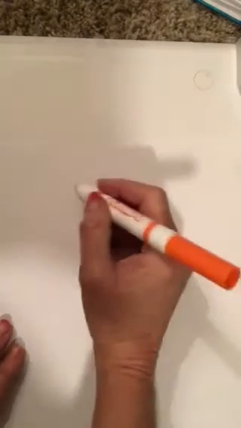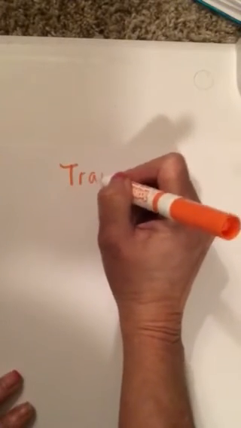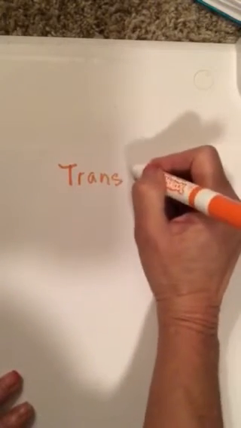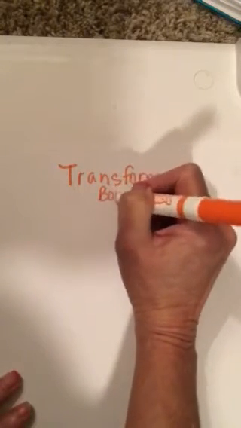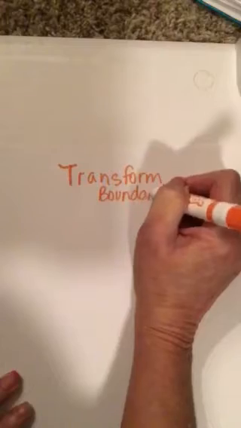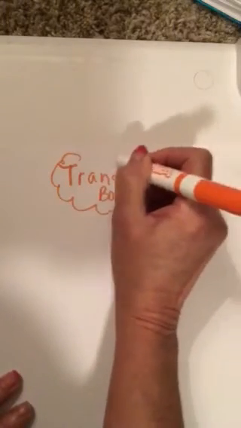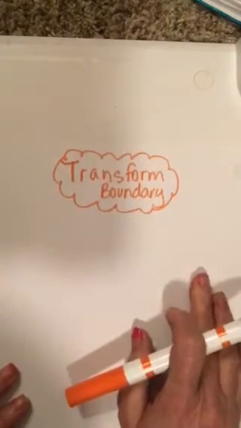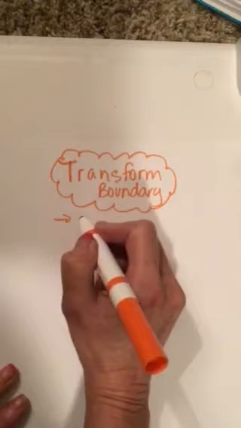Morning, everybody. Today we're going to be talking about the last type of boundary we need to discuss, which is a transform boundary. Transform boundaries are boundaries that slide past one another.